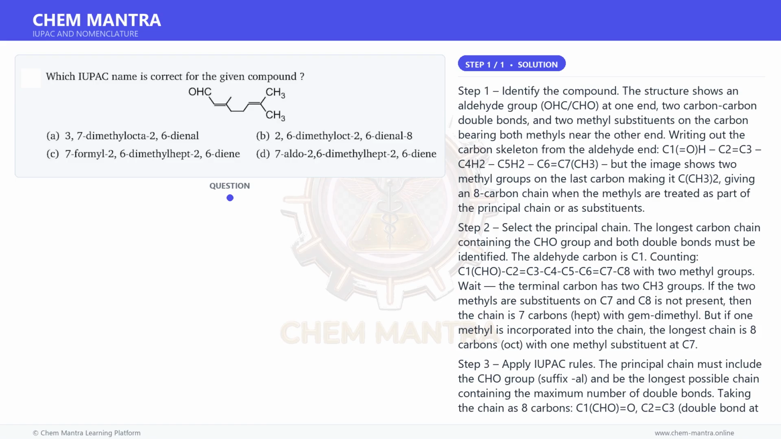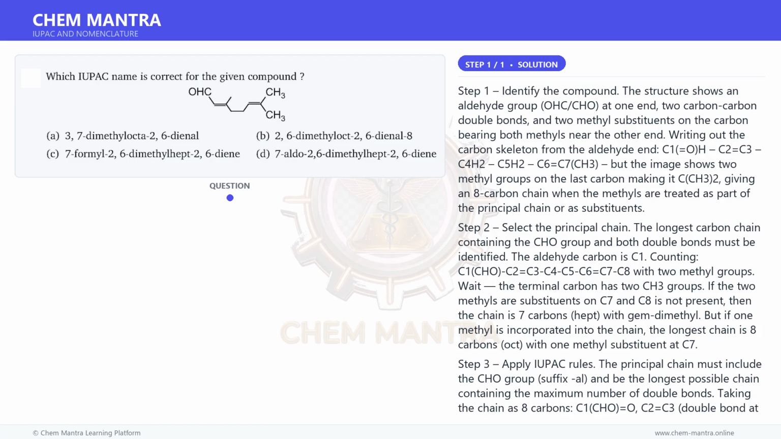If the 2 methyls are substituents on C7 and C8 is not present, then the chain is 7 carbons, hept, with gem-dimethyl. But if 1 methyl is incorporated into the chain, the longest chain is 8 carbons, oct, with 1 methyl substituent at C7.